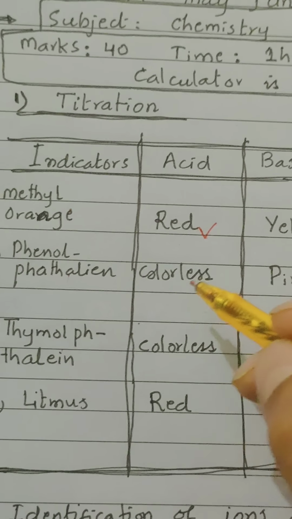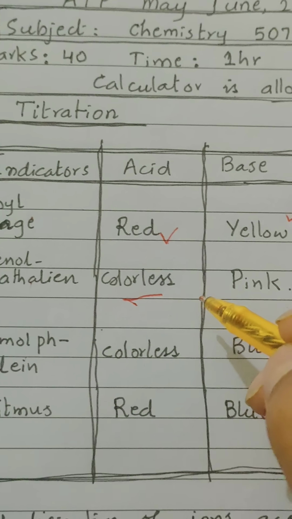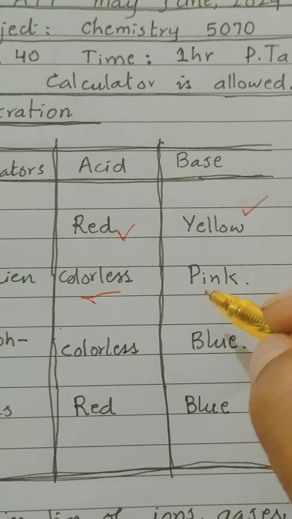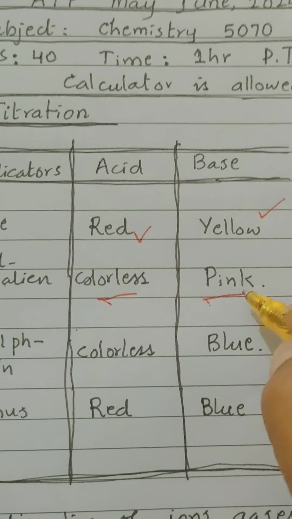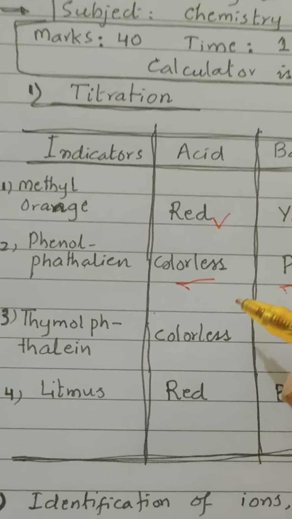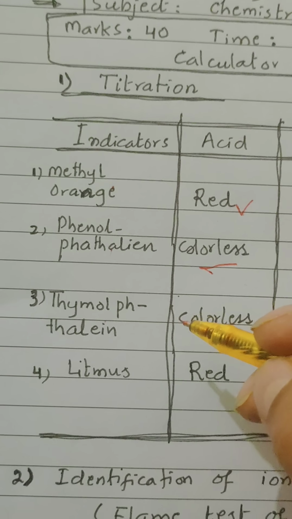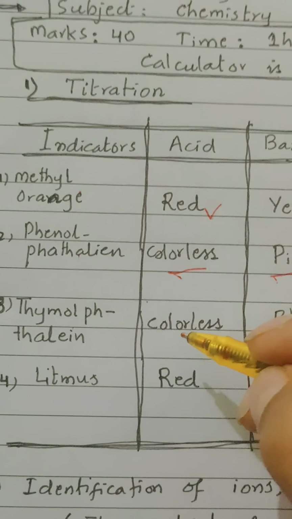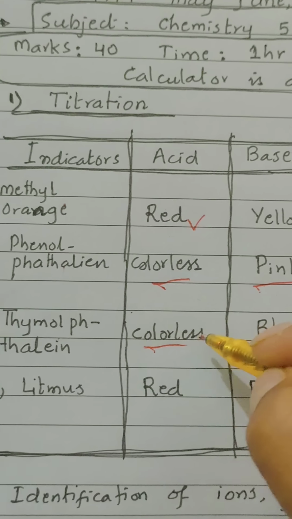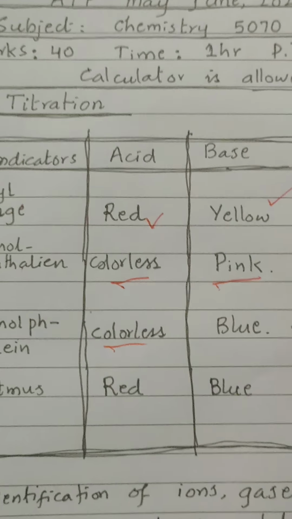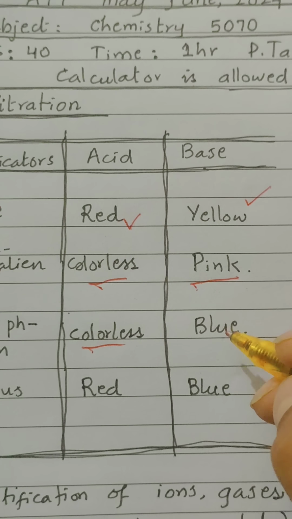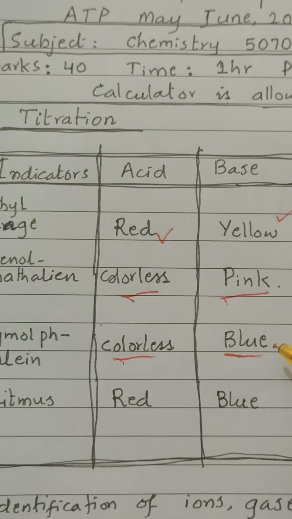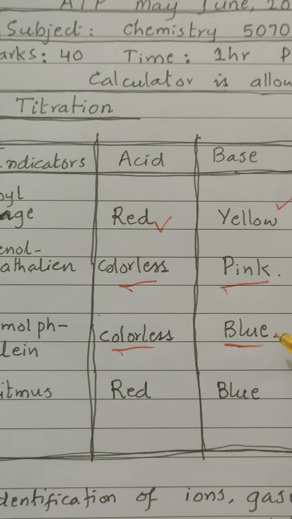The second indicator, phenolphthalein, will be colorless when it is added into acid, and when it is added to base it will show a pink color. The third one, which is very important, is thymolphthalein indicator. It will show colorless when we add it in acid, and it will turn blue in base when we add a few drops of thymolphthalein. The color will be blue.